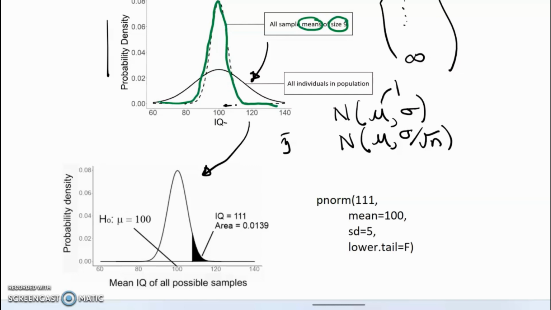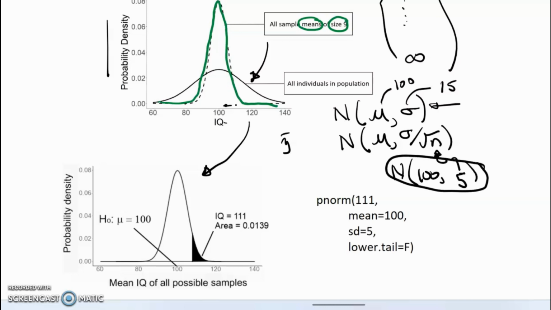So if mu was 100, based on a null hypothesis, we assumed sigma was equal to 15. Our sample size was 9, so all possible samples of size 9 taken from this presumed underlying distribution would be normally distributed with mean 100 and standard deviation 5. So there's our sampling distribution, normally distributed with mean 100 and standard deviation 5. There it is right there.